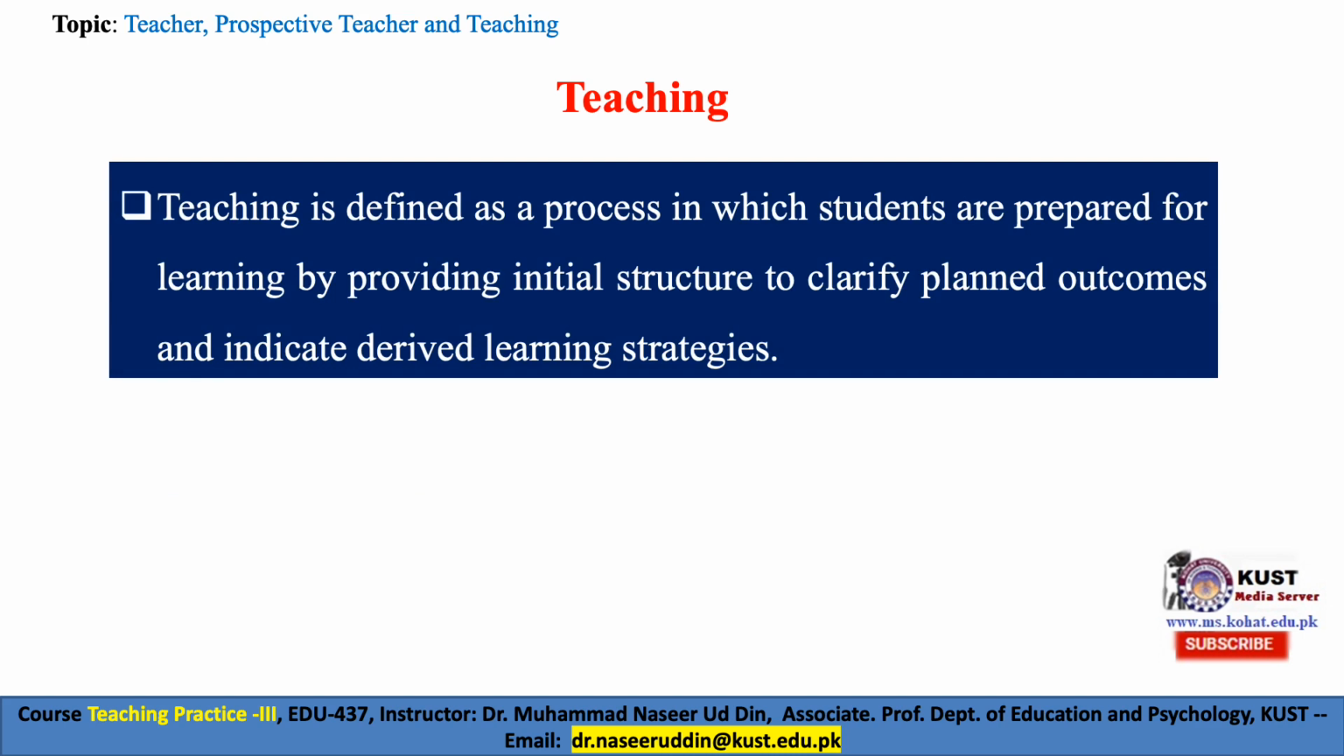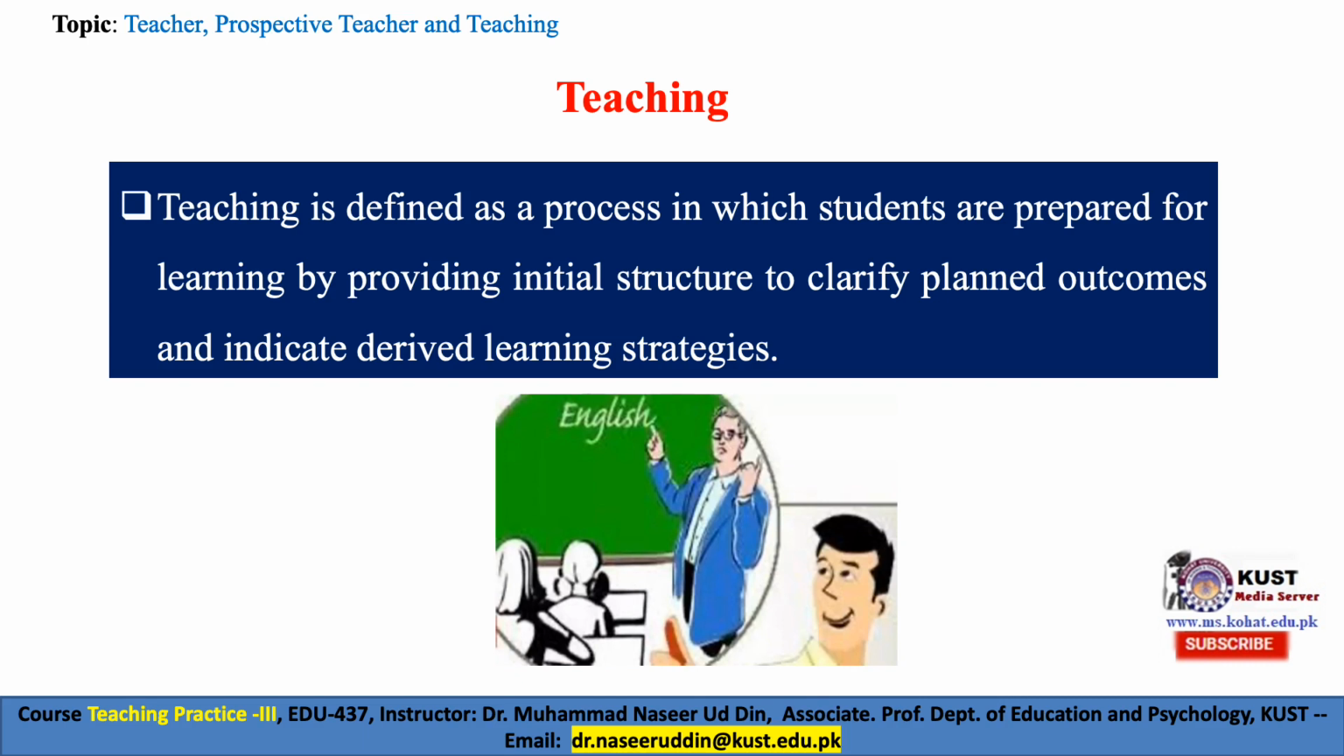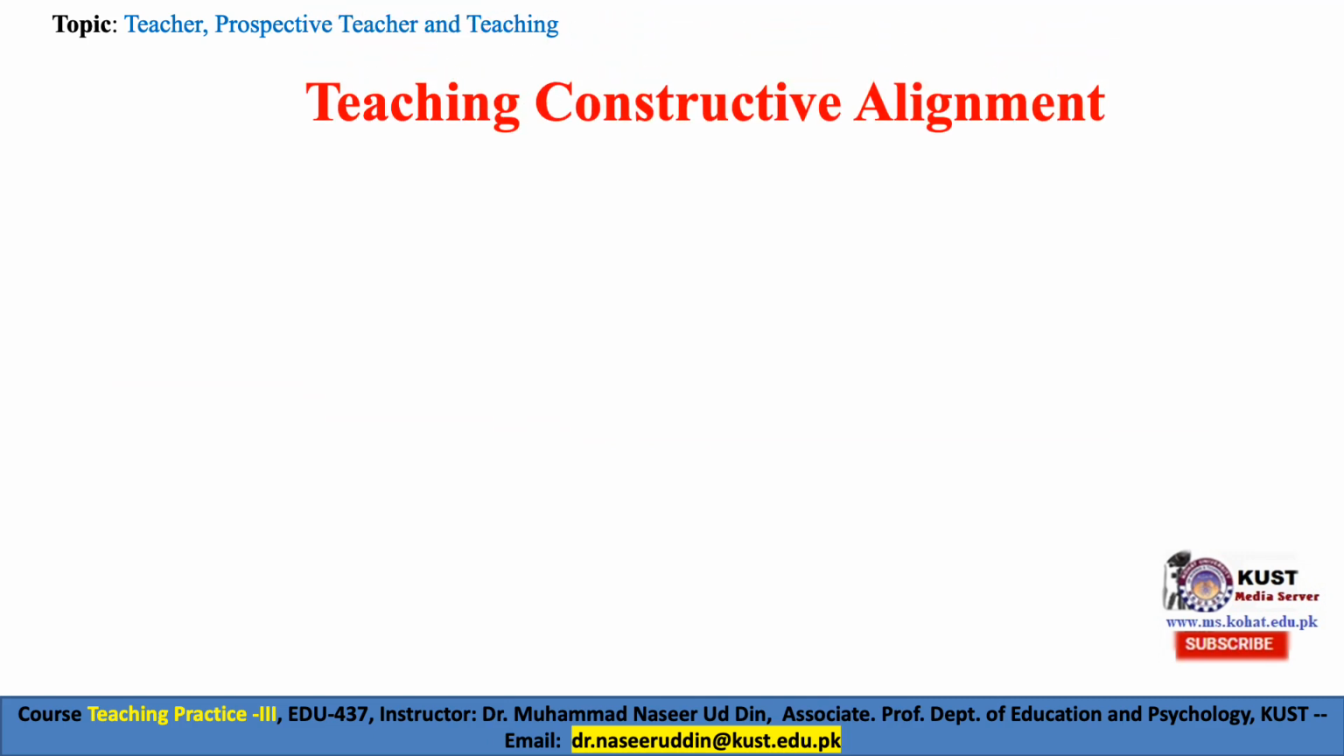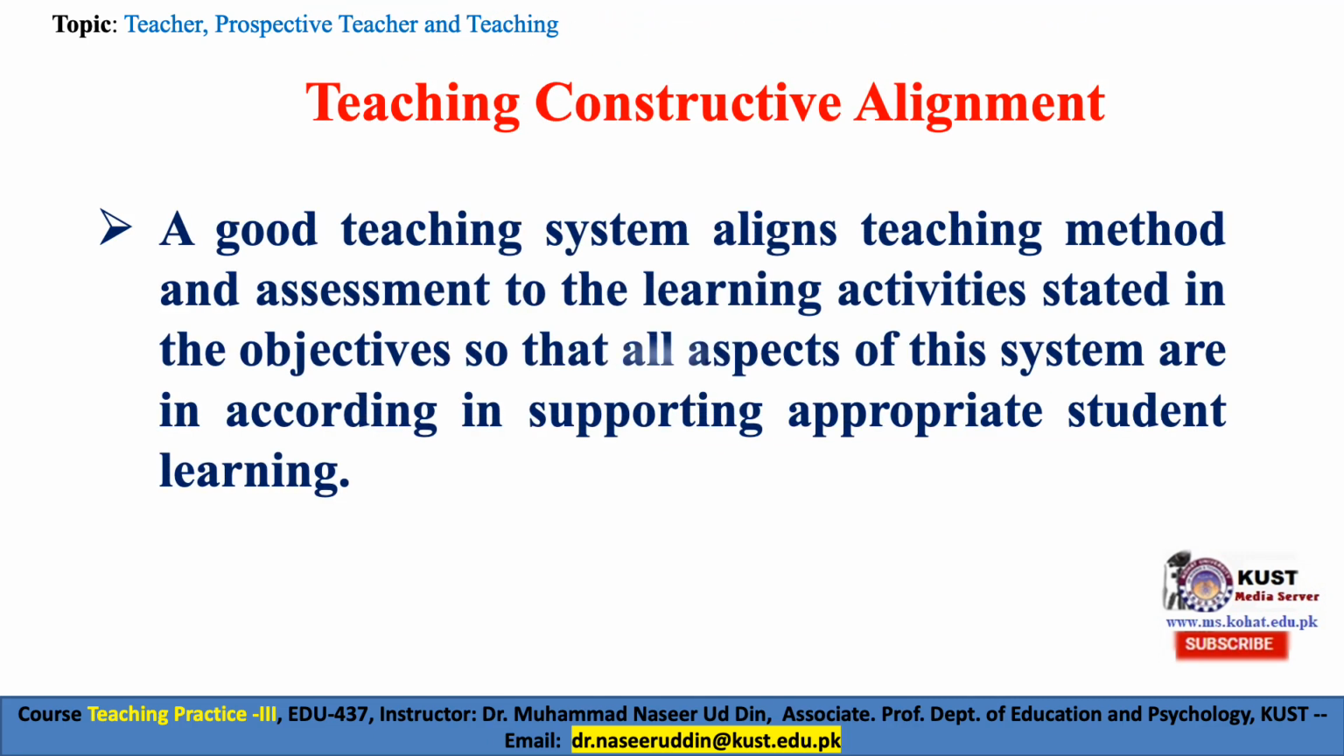Teaching is defined as a process in which students are prepared for learning by providing initial structure to clarify, plan outcomes and indicate derived learning strategies. Teaching constructive alignment: a good teaching system aligns teaching method and assessment to the learning activity stated in the objective, so that all aspects of the system are in accord and supporting appropriate student learning.